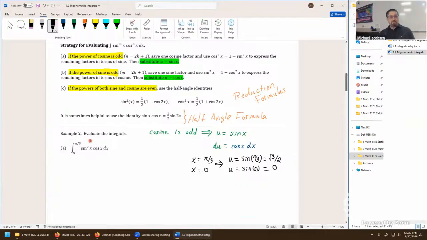Then come back over here, we're kind of on our way with this one. So we're going to go from 0 to square root 3 divided by 2. And I had this highlighted. Let me go back to how it was. In place of where we see sine squared, that's just going to turn into a u squared.